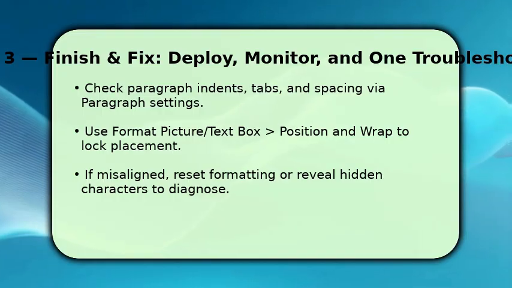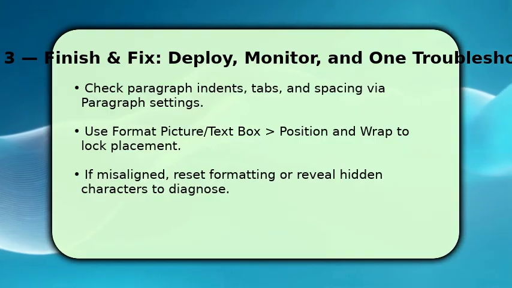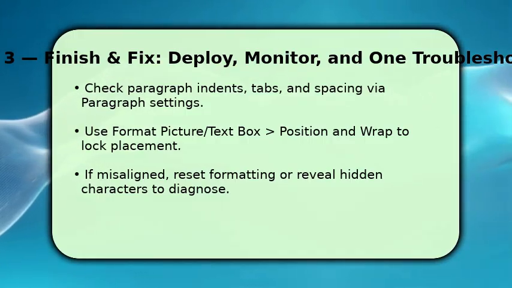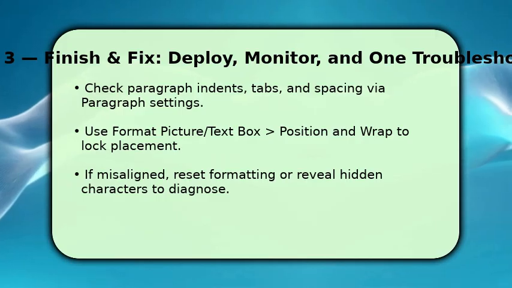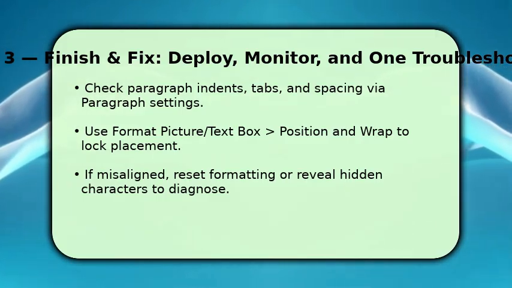Adjust indents, tabs, and spacing in paragraph to align text within the page grid, then set position and text wrapping for pictures or text boxes to prevent reflow. Once done, save a copy, because testing changes might shift content. If alignment still fails, reveal hidden characters and clear direct formatting or use reset style. This exposes tabs or manual spaces causing misplacement and usually resolves stubborn problems.